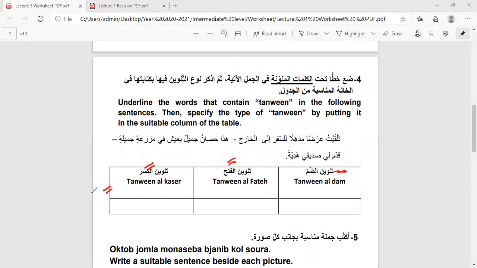Let us see the words that contain tanween. تلقيت عرضا مذهلا للسفر إلى الخارج. Oh, this is a word that contains tanween. This is a word that contains tanween. What do they have? 2 fathas above the letter. Then this is tanween al-fatah, okay? عرضا، مذهلا.